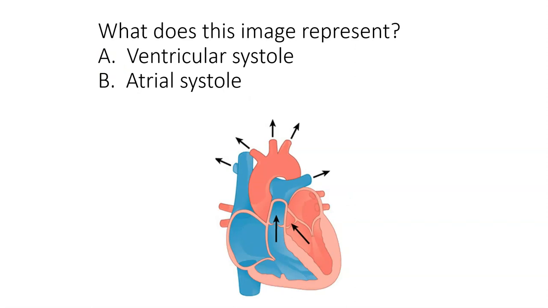What do you think's happening here? Right now you'll notice that we have closed AV valves. We have open semilunar valves. We see blood being ejected from each ventricle up through either the pulmonary trunk or the aorta. So at this picture, we're looking like we've got ventricles contracting. So what would you name this? This one is ventricular systole, meaning ventricular contraction. And you can tell that because we're looking at blood being ejected from the heart.